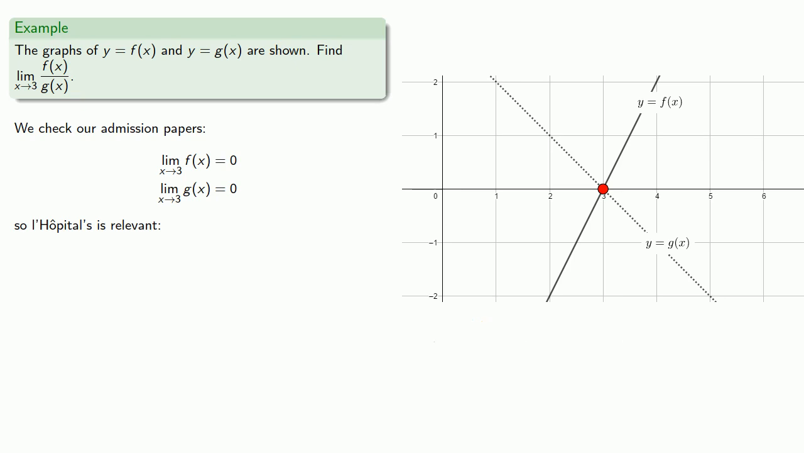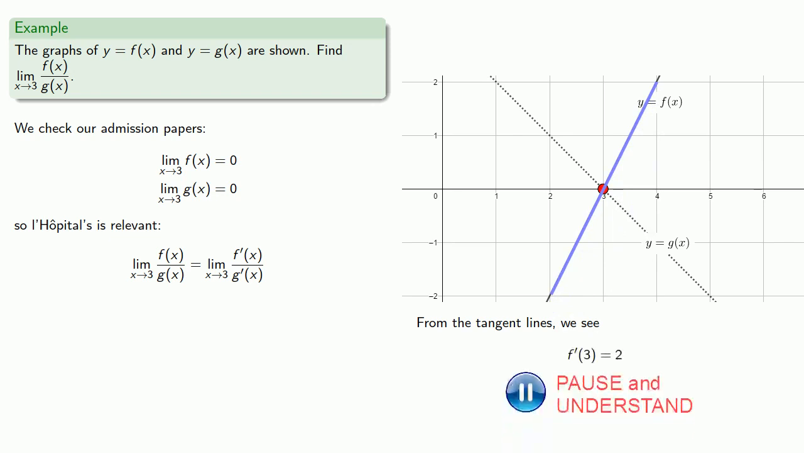And so the limit of the quotient of the functions is the limit of the quotient of the derivatives, provided that everything exists. Now, remember, the derivative is the slope of the line tangent to the graph, and so we take a look at our tangent lines. And so from the line tangent to the graph of y equals f of x at x equals 3, in other words, f prime of 3, we see the slope is equal to 2. So f prime of 3 is equal to 2.